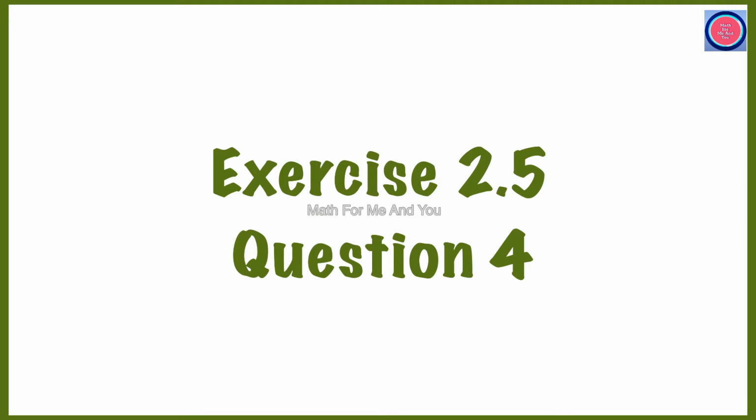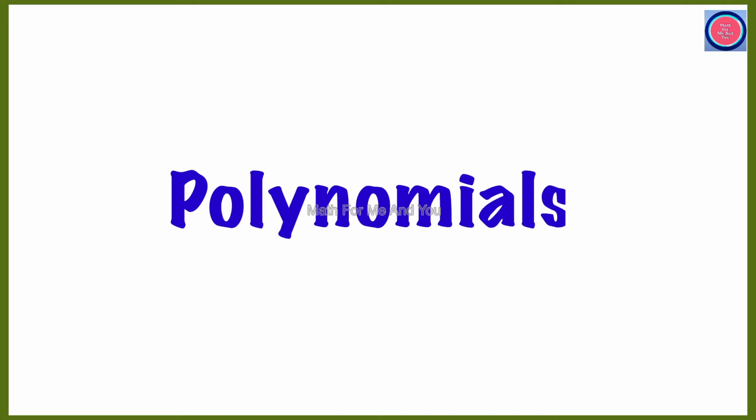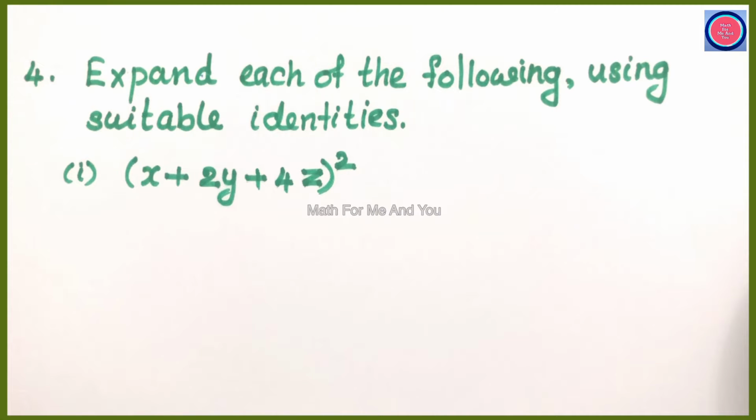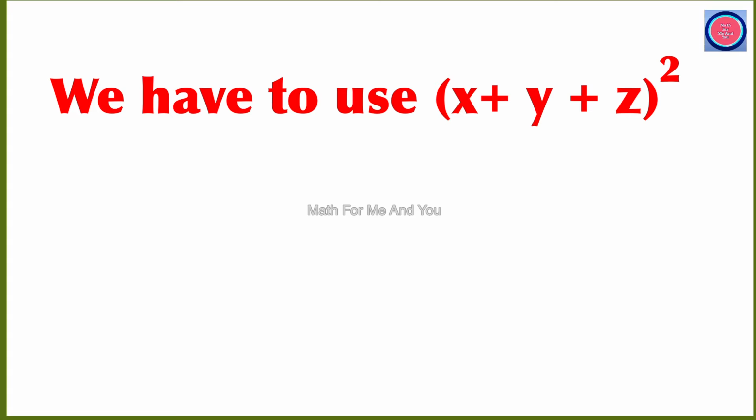In this video we are discussing exercise 2.5 question 4 from the chapter Polynomials. The question is: expand each of the following using suitable identities, (x + 2y + 4z) the whole square. Inside the bracket we can see three variables x, y and z. So we are going to use the identity (x + y + z) the whole square.